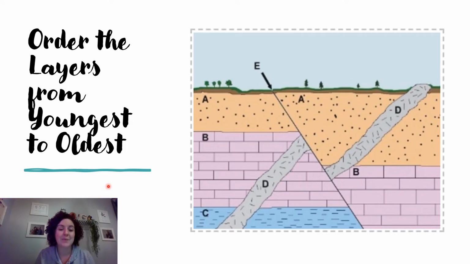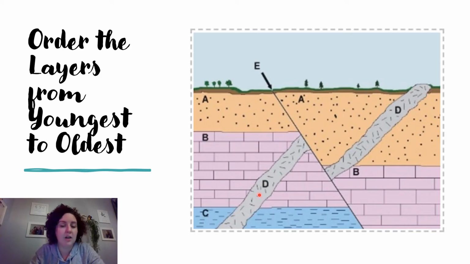Okay, so again, I like working from the bottom up because that's just how my brain works. I'm going to take a peek here. We have cross-cutting relationships. We actually have a fault line going through. We have some weird disconformities, all that kind of fun jazz. Trying to start toward the bottom, I see C is at the very bottom and D cuts across it. So C has to be older than D.